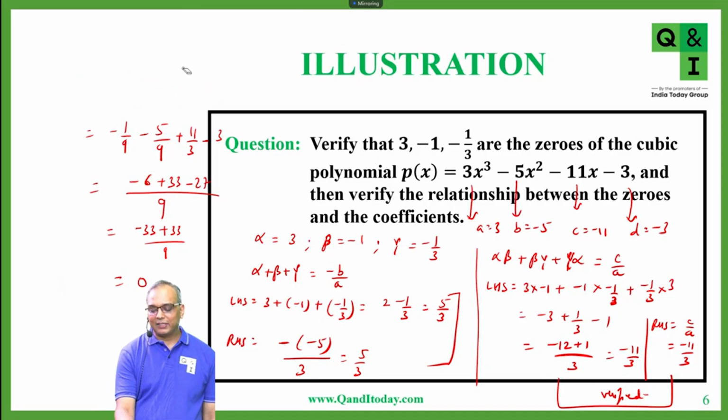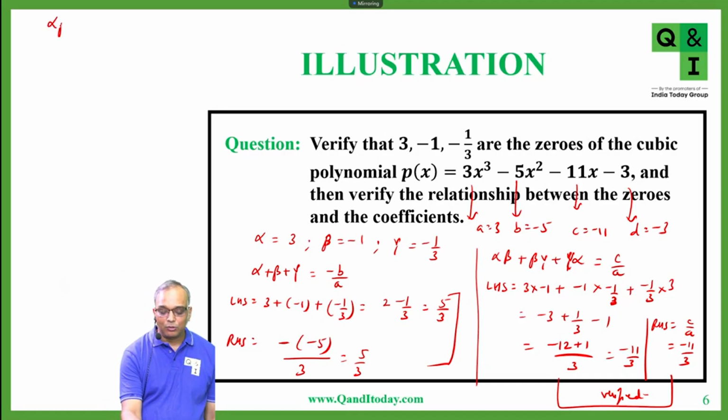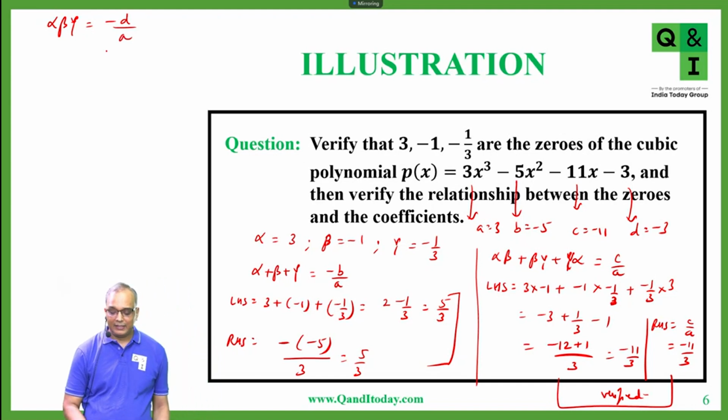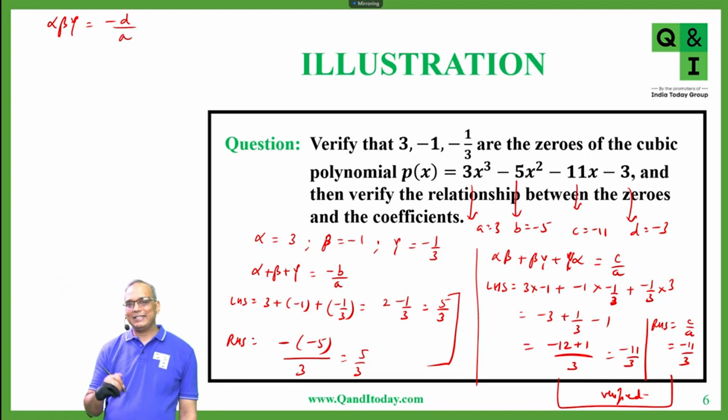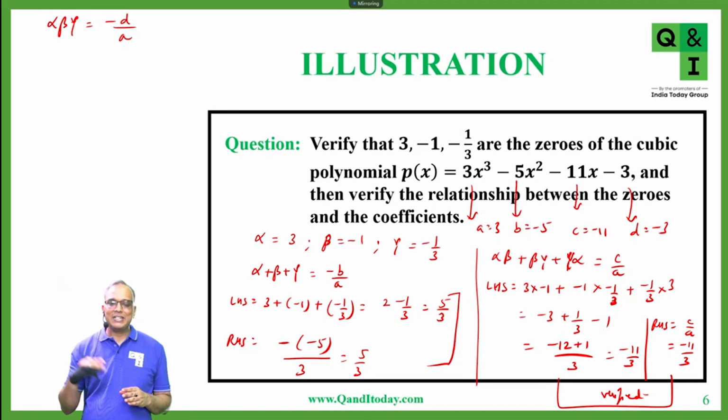Now we have the third relationship, which says that alpha into beta into gamma is equal to minus d by a. So let us verify that as well. So product of zeros alpha beta gamma, this is minus d by a, right? Now, as I said yesterday, you will do first minus b by a, then you will move to right, and your signs will be alternate. So you will have plus c by a for the next one, and then minus d by a.